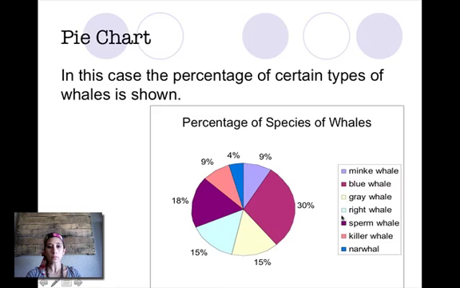Okay, so after you were able to calculate that information, you would be able to graph it as a pie chart. And so you could see right there we have percentages of the species of whales per given area, wherever this data is from. Those numbers would need to equal 100%, and if they don't, then you've probably miscalculated something within your percentages.